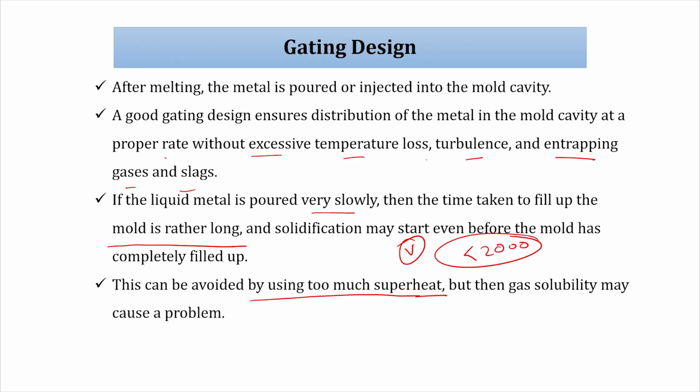But if there is high superheat, what will happen? Then gas solubility may cause a problem. At high temperature, solubility is the main problem. Gas solubility is very high. Okay, that we will understand after a few lectures. If gas is entrapped, you will form oxide, and that has different mechanical properties than the basic casting. Okay. So, it is a problem. If you are planning for more superheat, that is also a problem. If velocity is low, laminar kind of thing, that is also a problem.